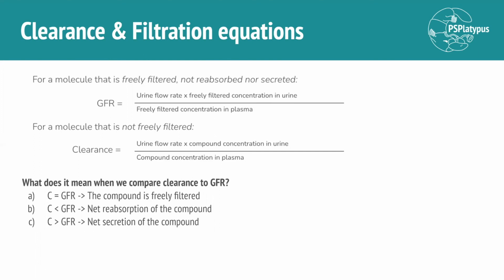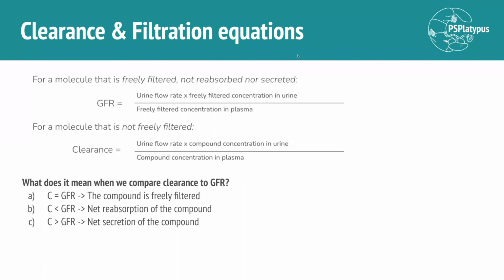So what do these actually mean when we compare them to each other? Well, when clearance equals our glomerular filtration rate, then the compound is freely filtered. If clearance is less than our glomerular filtration rate, there is net reabsorption of the compound into our peritubular capillaries, and vice versa. When clearance is greater than GFR, then there is a net secretion of the compound into the renal tubules from the peritubular capillaries.